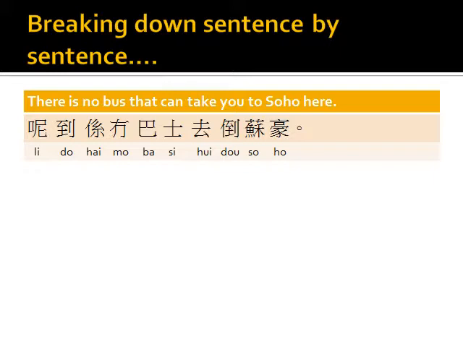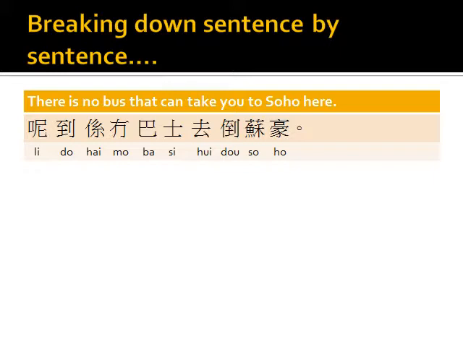So 係 can be is or yes. In this case is is. The next kanji 冇 means no, not have. It's more or less the meaning of not have.